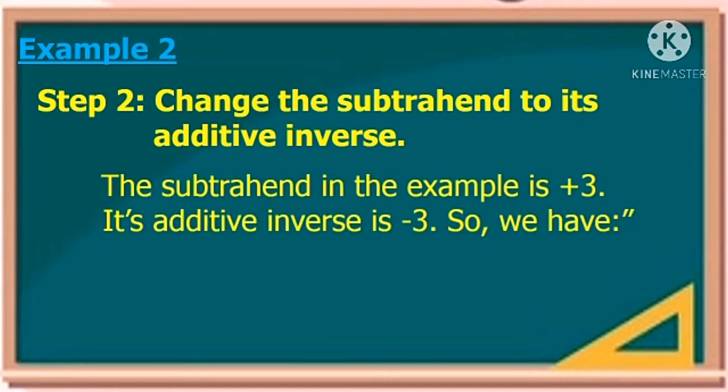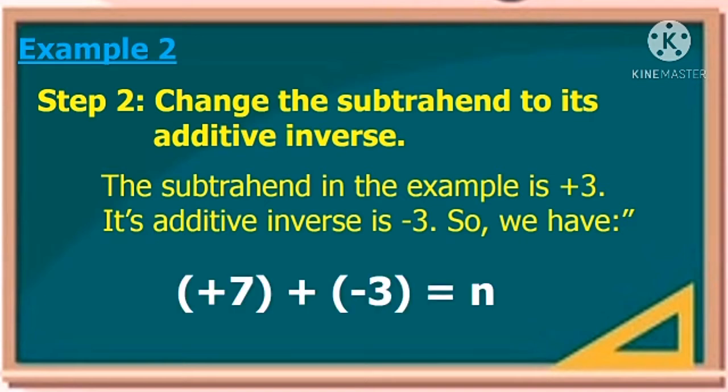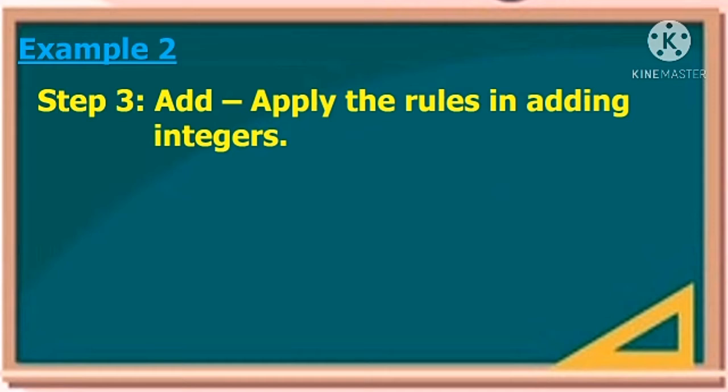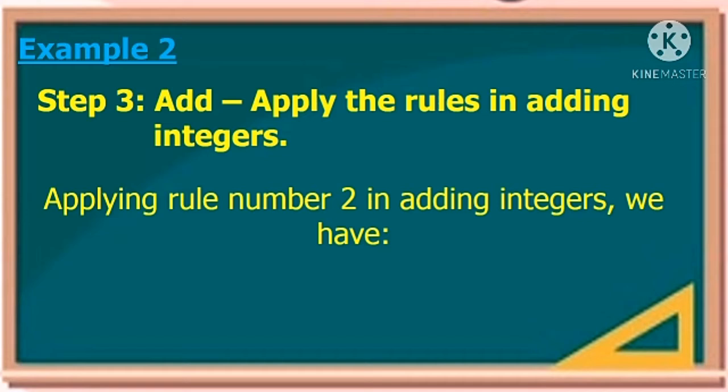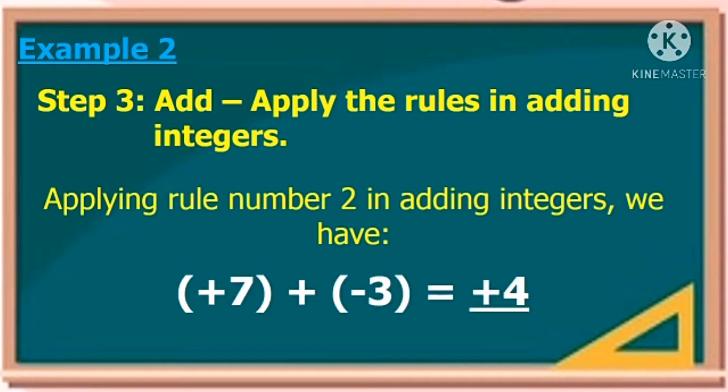The subtrahend in the example is positive 3. Its additive inverse is negative 3. So we have positive 7 plus negative 3 equals n. Step number 3. Add. Apply the rules in adding integers. Applying rule number 2 in adding integers, we have positive 7 plus negative 3 equals positive 4. That is how we subtract integers.